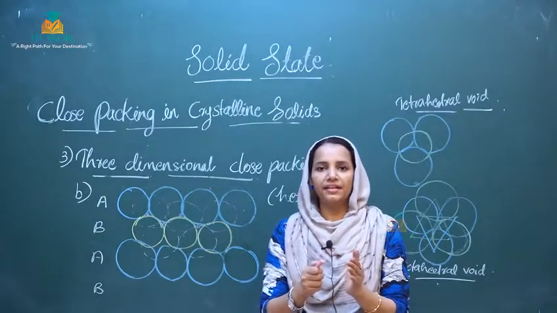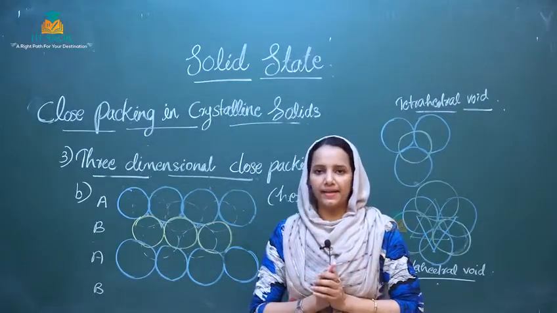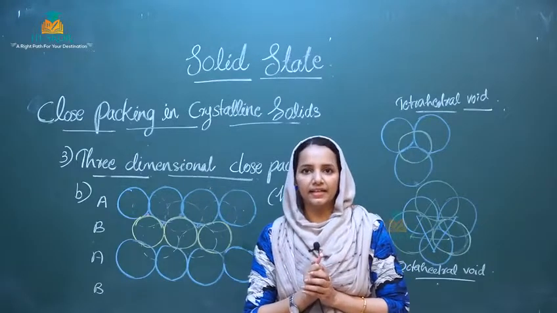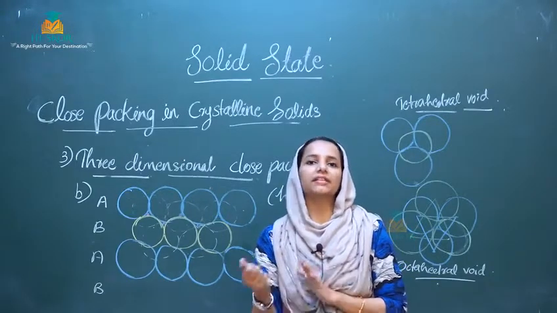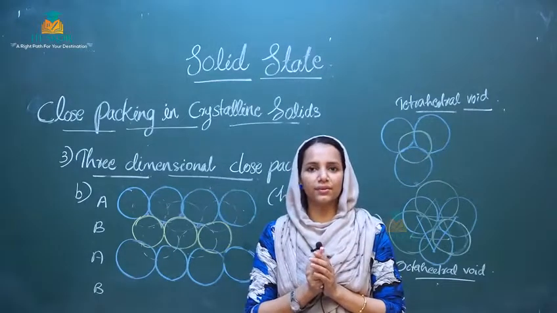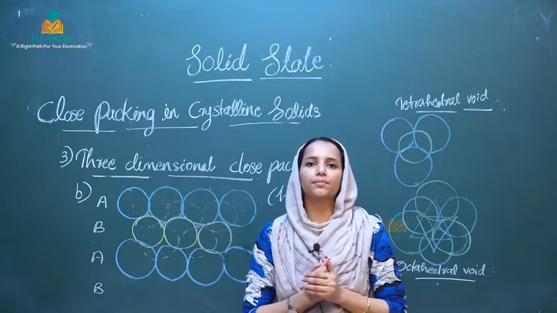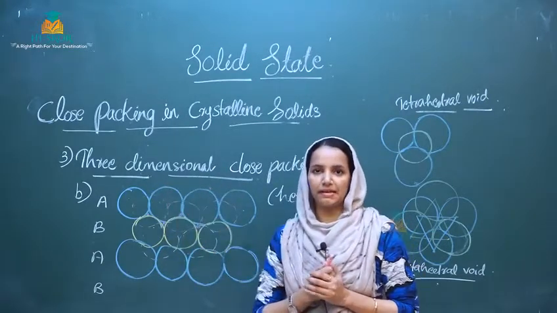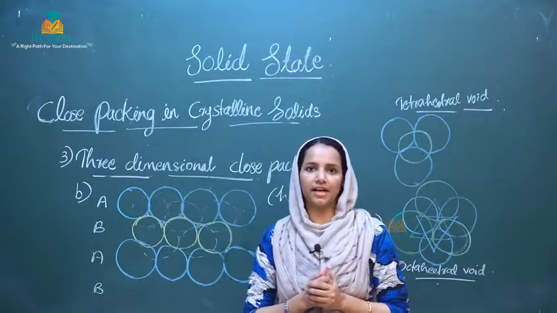So, we will get an ABAB type pattern here. When you cover the C type void of the second layer, you will get a third layer with the repetition of the first layer itself. So, what type of structure will you get? ABAB type close packing in 3 dimensions.